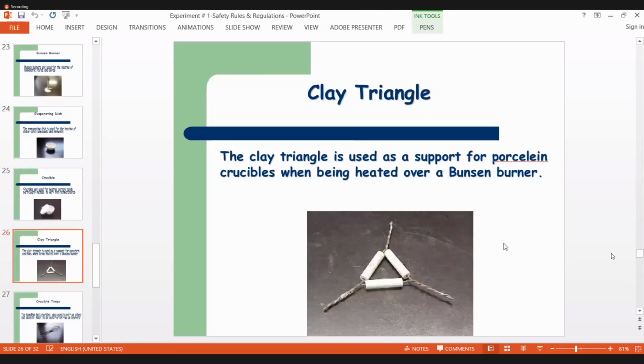Clay triangle. Sometimes you want to heat on the flame of the burner. So you have the circle clamp. On the clamp you will put this clay triangle. Then you put the crucible on it, because the crucible is very small. So this triangle is made especially for the crucible.